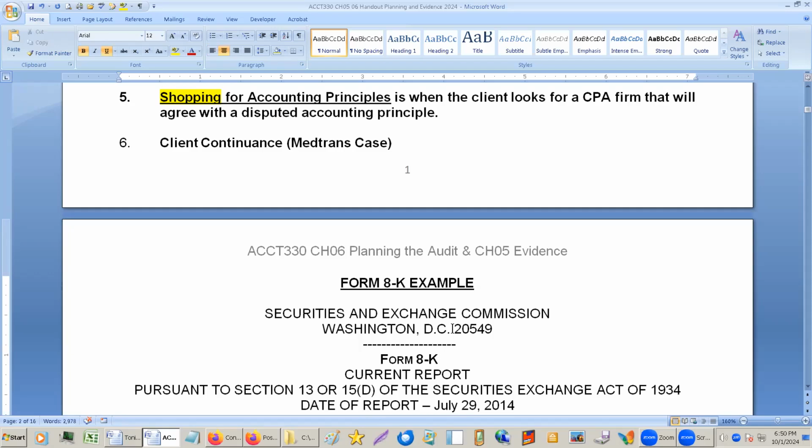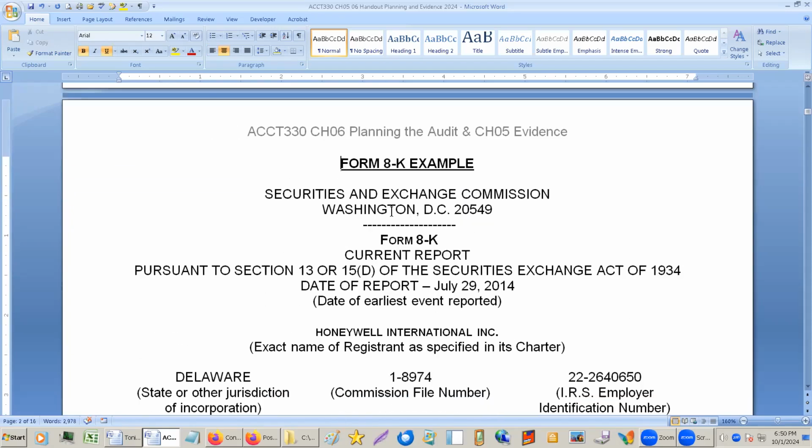Okay, Form 8K. Now, this is only for publicly traded companies. This is only for issuers. If they're not issuers, they don't deal with the Securities and Exchange Commission. The 8K report is not just for change of auditors. The 8K report is whenever something major happens with a company.